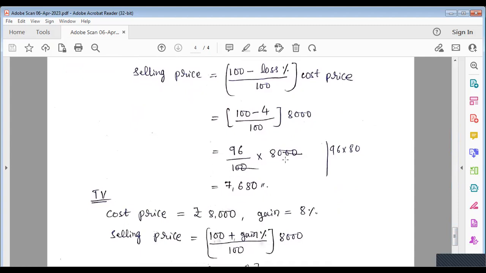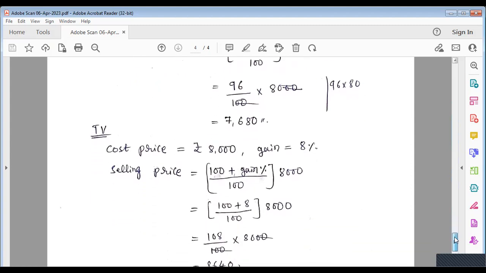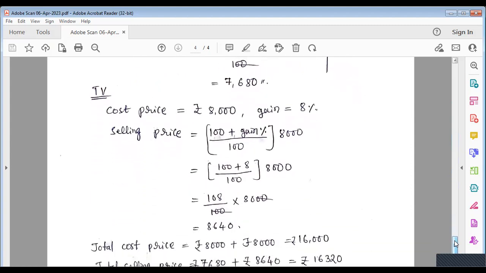This 8,000, so here 2 zeros you can cancel. And it is 96 into 80. 96 into 80 you have to multiply here. So this gives us 7,680 as the selling price of the VCR.